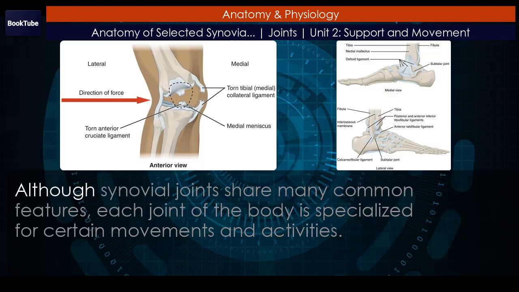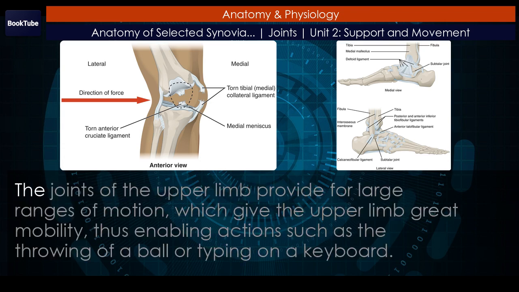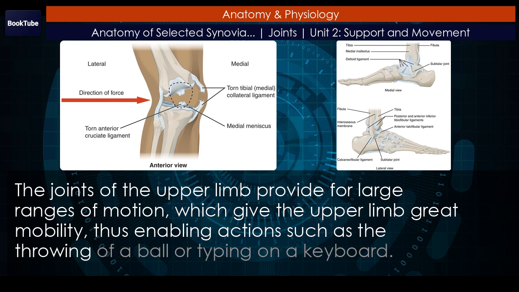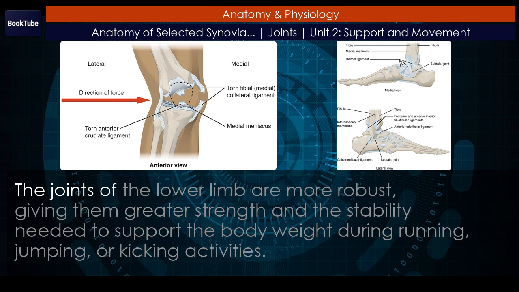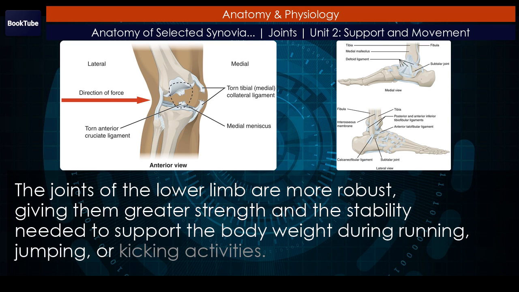Chapter review. Although synovial joints share many common features, each joint of the body is specialized for certain movements and activities. The joints of the upper limb provide for large ranges of motion, which give the upper limb great mobility, thus enabling actions such as the throwing of a ball or typing on a keyboard. The joints of the lower limb are more robust, giving them greater strength and the stability needed to support the body weight during running, jumping, or kicking activities.